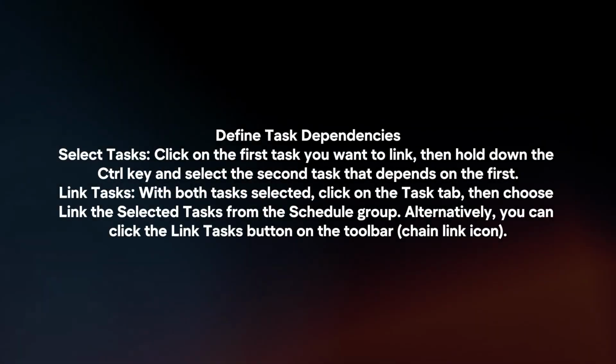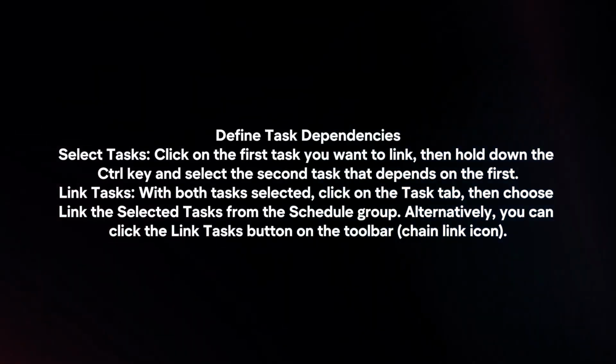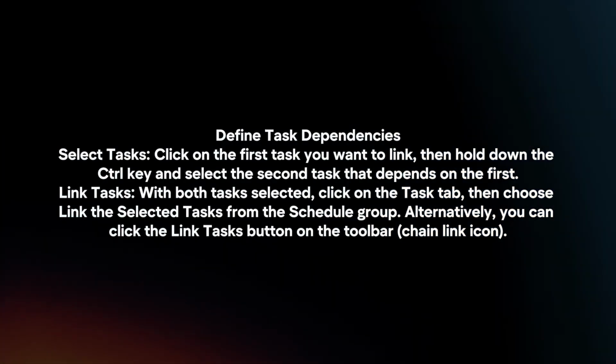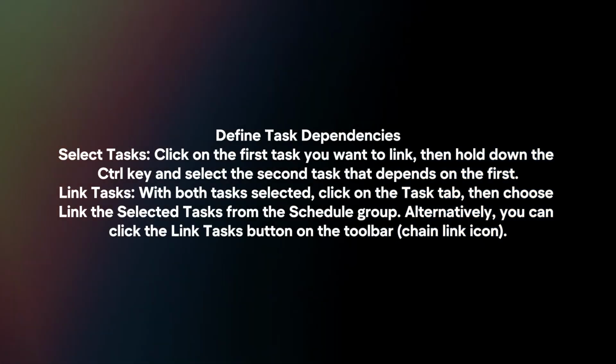Define task dependencies. Select tasks. Click on the first task you want to link, then hold down the Control key and select the second task that depends on the first.